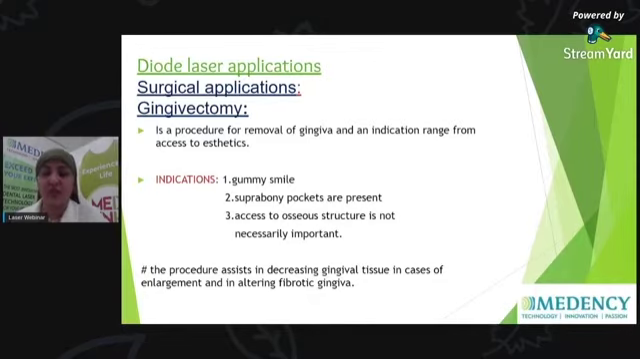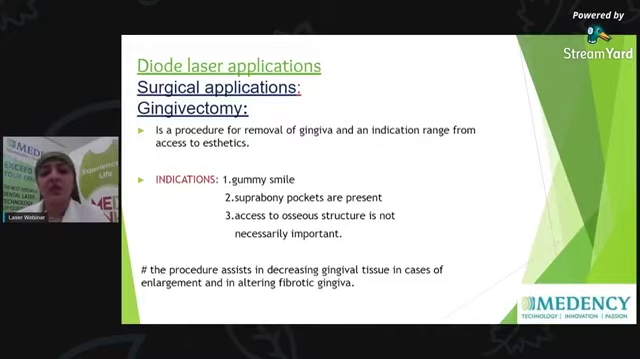Regarding the indications of the surgical application, for example, you are going to do a gingivectomy. If the patient doesn't need a gingivectomy, then she doesn't need a gingivectomy. You are going to think whether to do this gingivectomy using a diode laser or the conventional technique. For sure, you are going to use the diode laser.